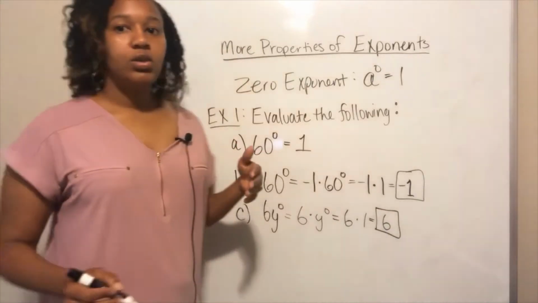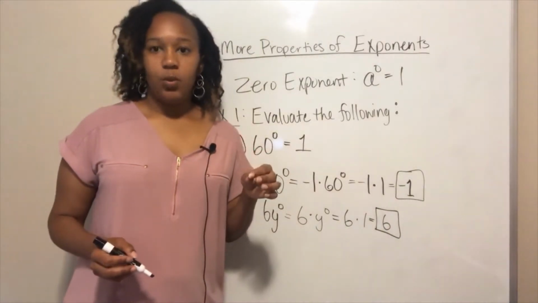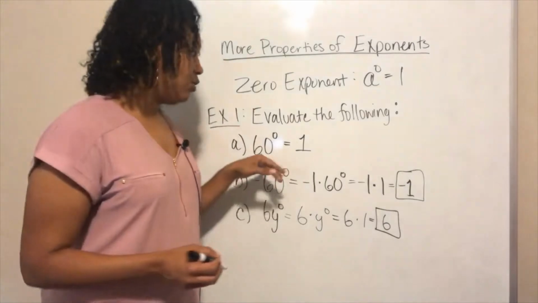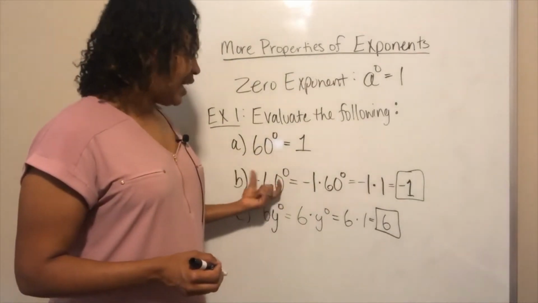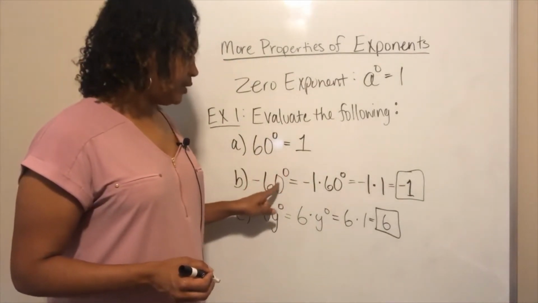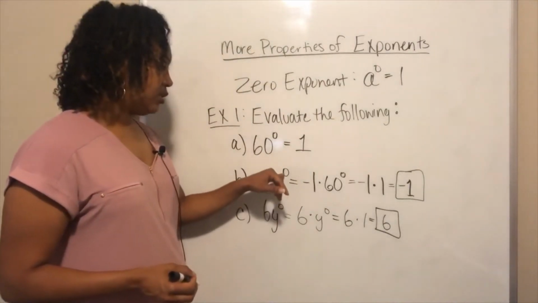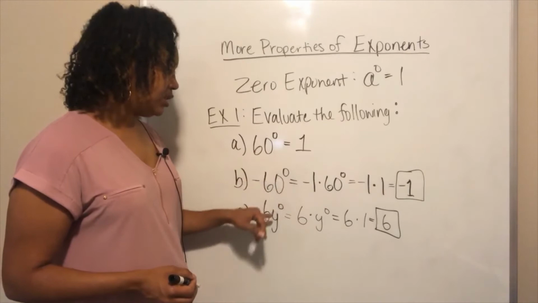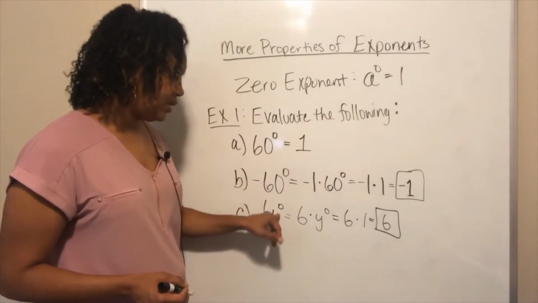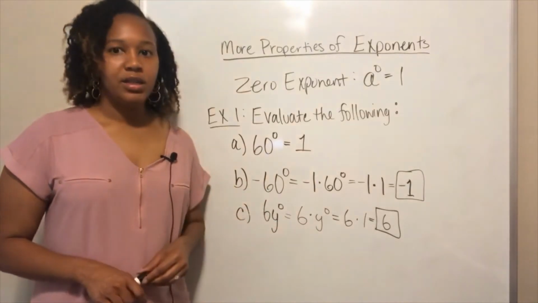So the moral of the story is you have to pay attention to what's being raised to the exponent. If it's not in parentheses, then it's only referring to the thing that it's next to. So this is not in parentheses, so this is only raising 60 to the 0 power. This is not in parentheses, so it's only raising the y to the 0 power.